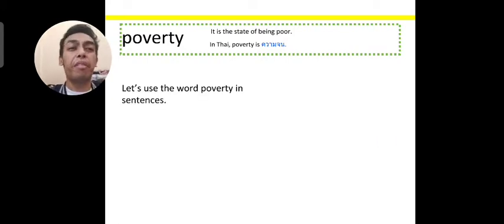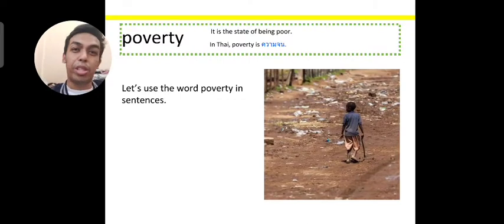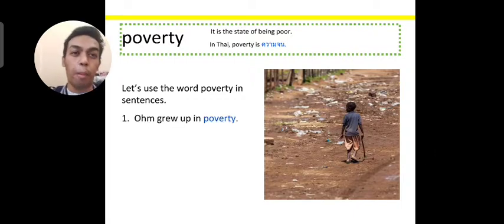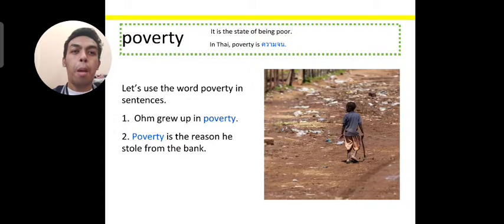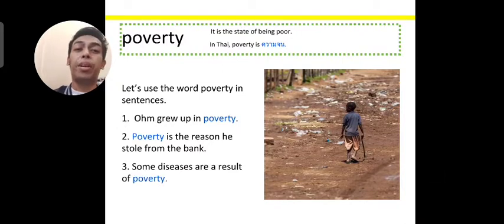Now, let's use poverty in some sentences. Before that, we show you a picture of poverty, so being poor. Let's read the first sentence. Om grew up in poverty. Can you say that again? Om grew up in poverty. Number 2. Poverty is the reason he stole from the bank. Let's say that again. Poverty is the reason he stole from the bank. Number 3. Some diseases are a result of poverty. So that is our first word, poverty.